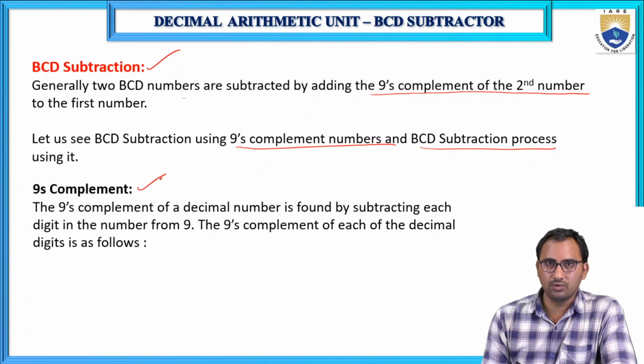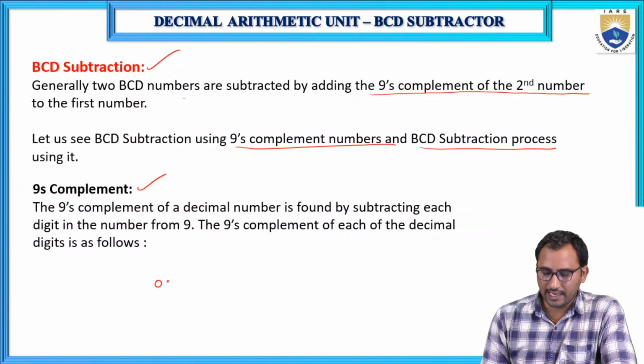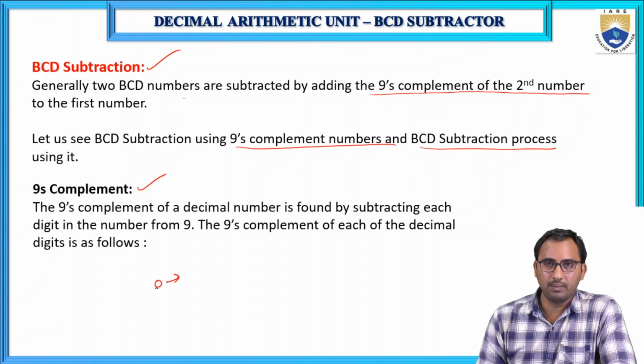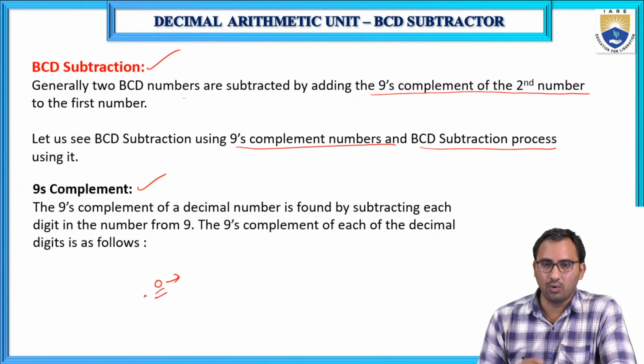So 9's complement. How can we find the 9's complement of a number? We can find the 9's complement of a number by subtracting that number from 9. Suppose we want to find the 9's complement of 0, that means we have to subtract this number from 9. So 9 minus 0, so 9. So 9 is the 9's complement of 0.